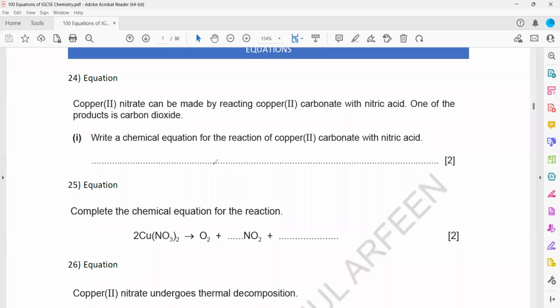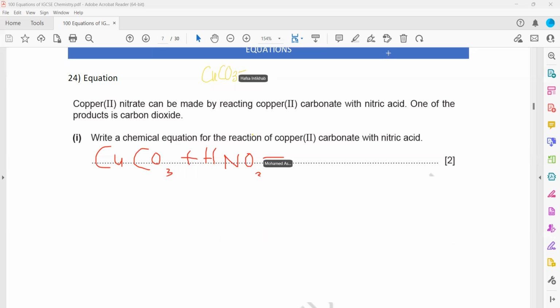First one: copper 2 nitrate is made by reacting copper 2 carbonate with nitric acid. One of the products is carbon dioxide. Write a chemical equation for the copper 2 carbonate. So copper 2 carbonate, what is the formula? You can use any part of the screen to complete this. First thing, writing a correct formula.